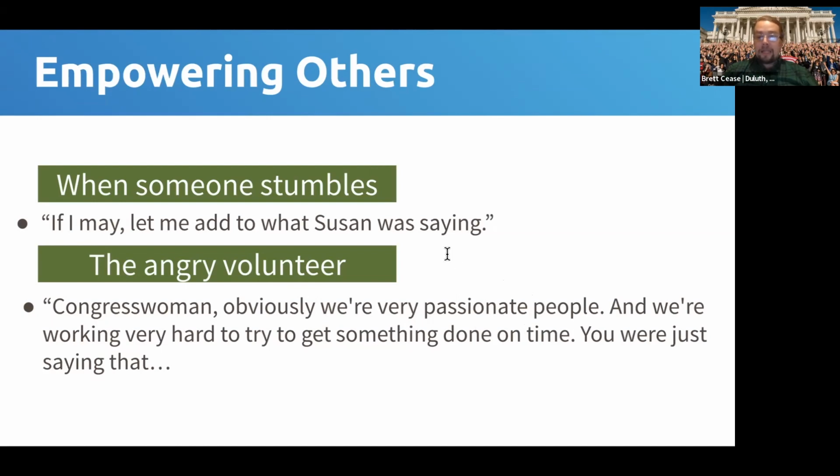Cue me. It's you guys in Congress who are just stalling this out and making the matter worse. So Congresswoman, obviously we're very passionate people and we're working very hard to try to get something done on time. You were just saying that you think driving innovation should be front and center of any renewable energy agenda. Could we share with you more about what we've learned about how this growing global trend toward accountability for carbon emissions actually creates an opportunity for America to capitalize on its competitive advantage?